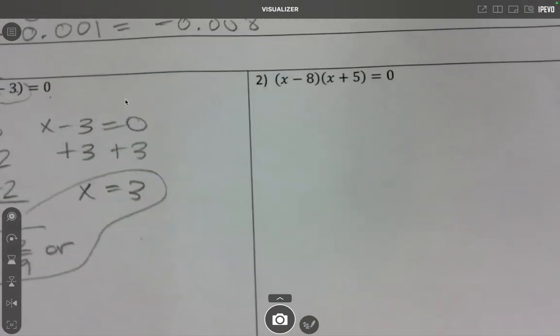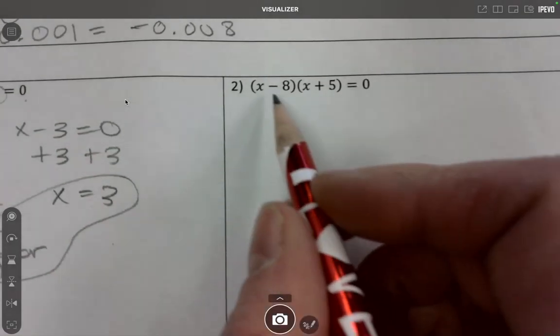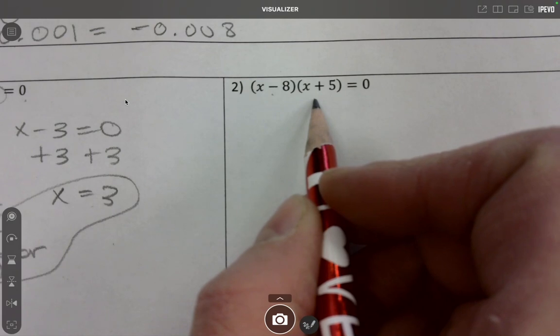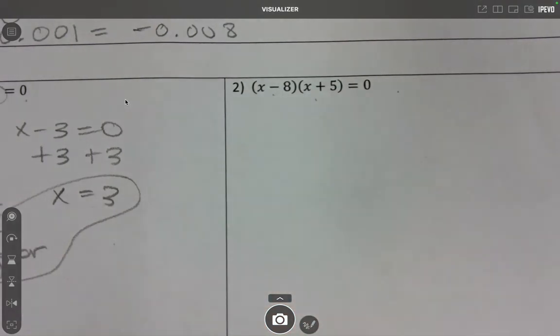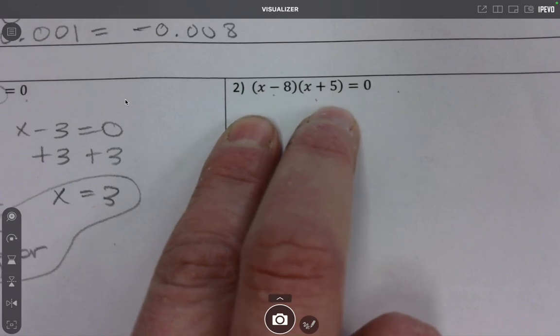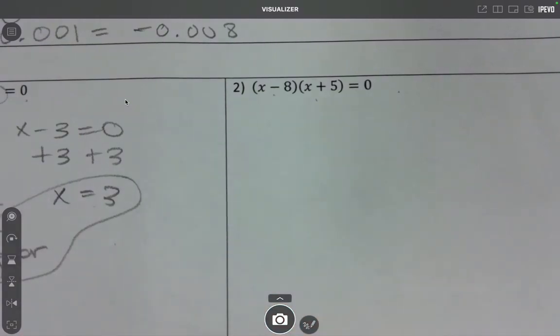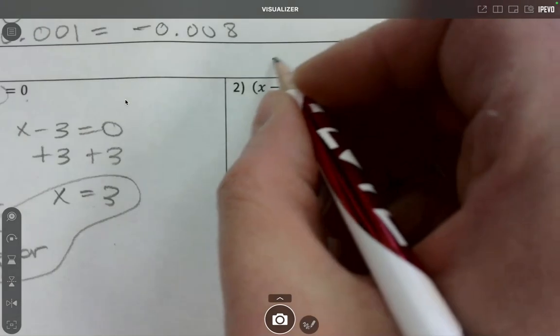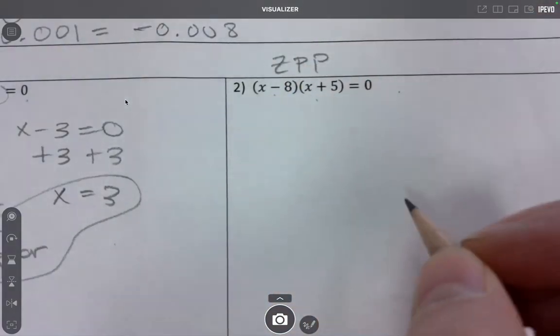Let's try the next one. So the key is recognizing that I've got a bunch of things multiplied and that it's equal to 0. That's what I'm looking for. And do I have that here? Yes. I have an x minus 8 times an x plus 5, and together they equal 0. So we can use the zero product property. And I'm just going to keep calling that ZPP.